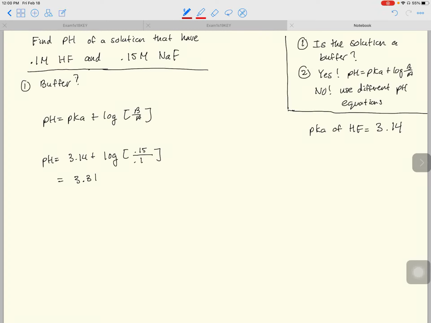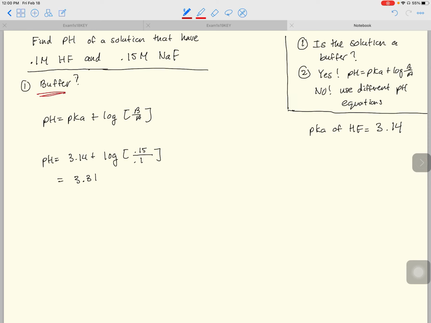Now that we did a quick overview, let's do some practice problems. The first problem says, find the pH of a solution that has 0.1 M HF and 0.15 molarity of NaF. And whenever we do a problem, whether it's buffer or acid or base, we have to ask ourselves, what is in the solution? Is the solution a buffer?